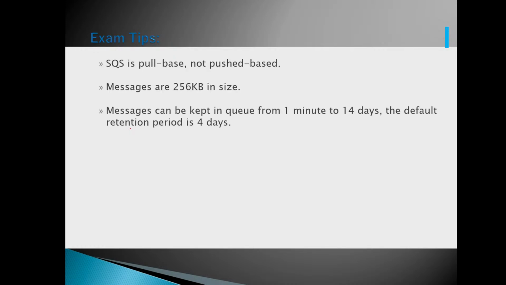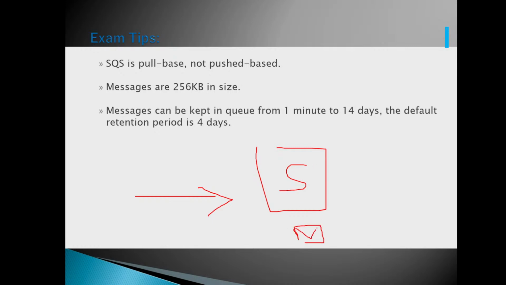Message size is 256 KB maximum. It supports up to 256 message size. Messages can be kept in the queue for 1 minute to 14 days. The default retention period is 4 days. So after 14 days, the message will be deleted. By default, if you put a message into SQS, after 4 days that message will be deleted automatically. There's a retention period. If no action is taken on that message, Amazon SQS will automatically delete it after 4 days. You can configure it up to 14 days.